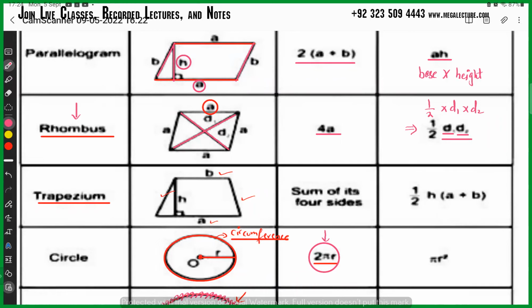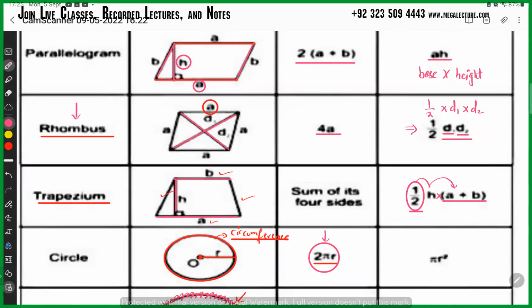Acha, now let's talk about trapezium. In case of trapezium, how do we find the area? It's 1 by 2 multiplied by the height multiplied by the sum of parallel sides. What is a trapezium? In case of trapezium, this side is always going to be parallel to this side. So these are basically called the parallel sides of trapezium. How do we find the area? It's 1 by 2, half, multiplied by height multiplied by the sum of the two parallel sides of your trapezium. So A and B are parallel sides.